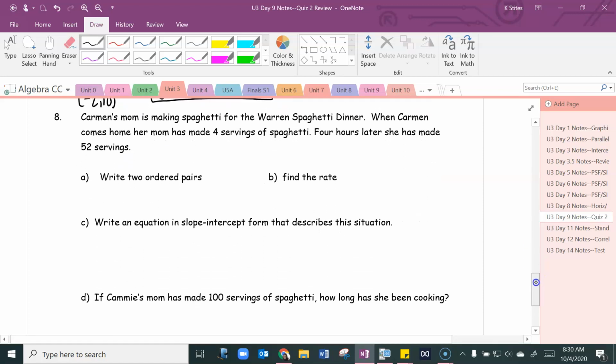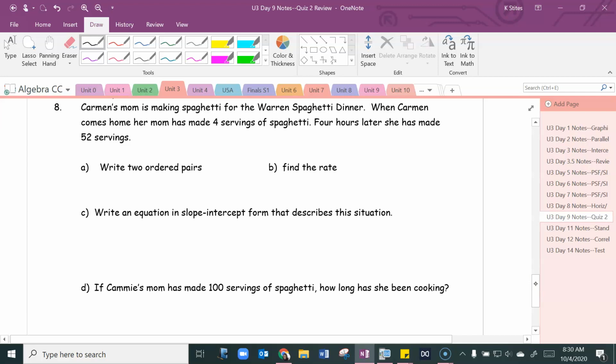All right, next, Carmen's mom is making spaghetti for the Warren spaghetti dinner. When Carmen comes home, her mom has made 4 servings of spaghetti. 4 hours later, she has made 52 servings. So we're going to start off by writing our ordered pair. The servings of spaghetti depend on the time that Carmen's mom has been cooking.